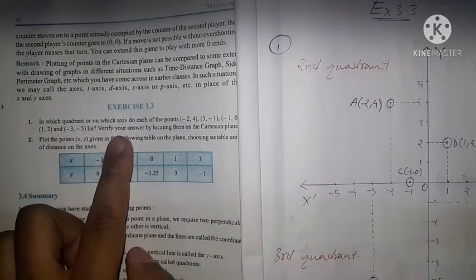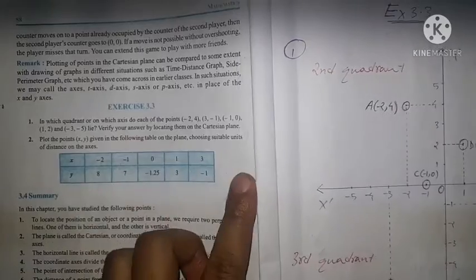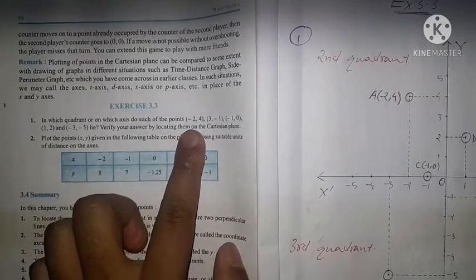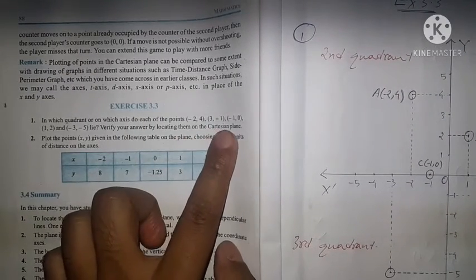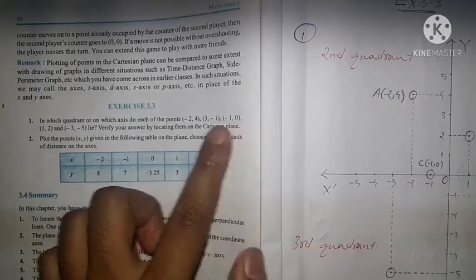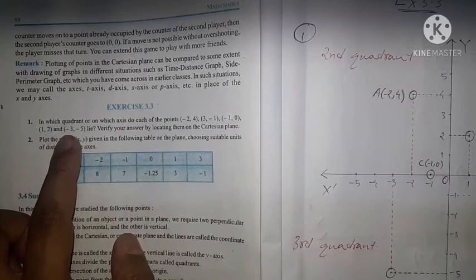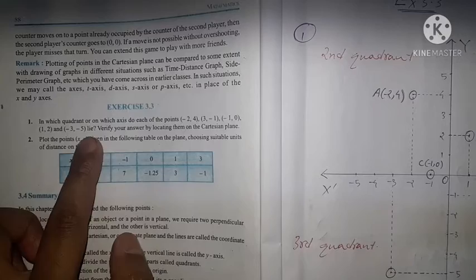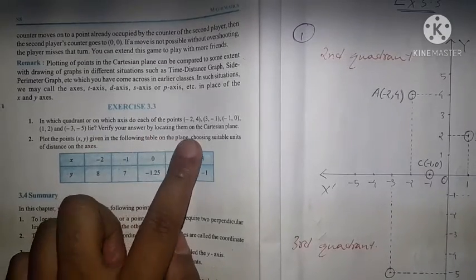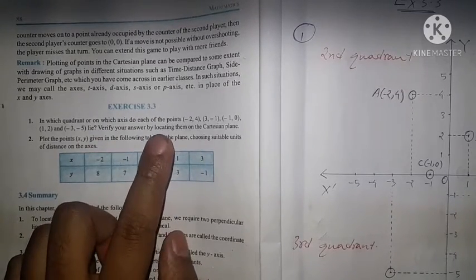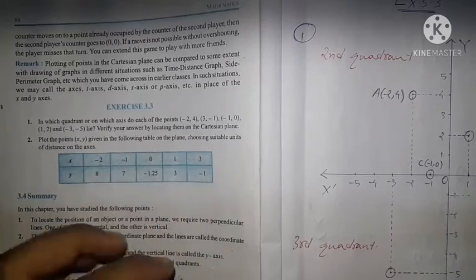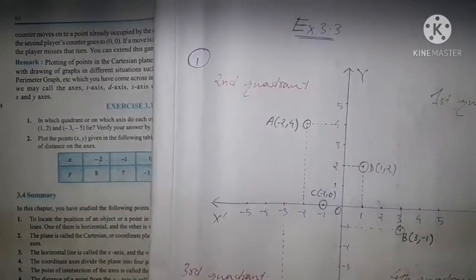That is the first question. In which quadrant or on which axis do each of these points lie: (-2, 4), (3, -1), (-1, 0), (1, 2), and (-3, -5)? Verify your answer by locating them on a Cartesian plane. So we'll be drawing one Cartesian plane and then we'll plot these points on that Cartesian plane.